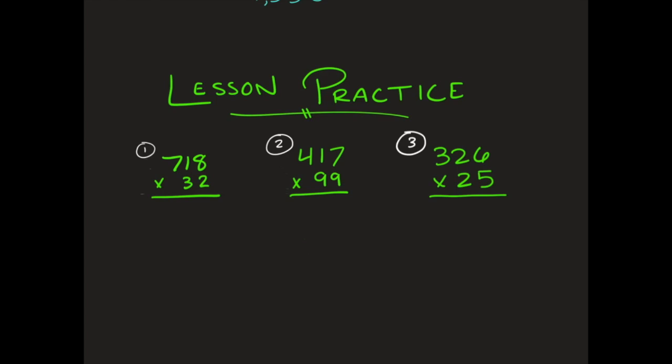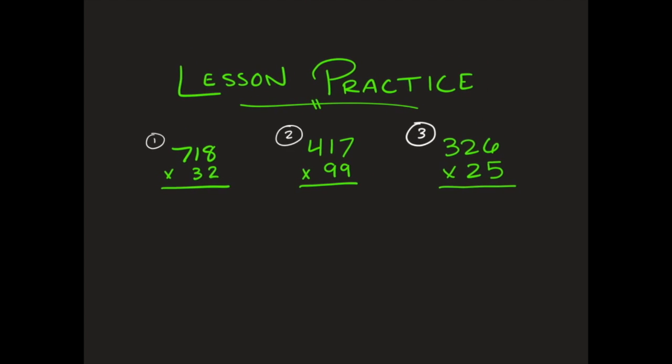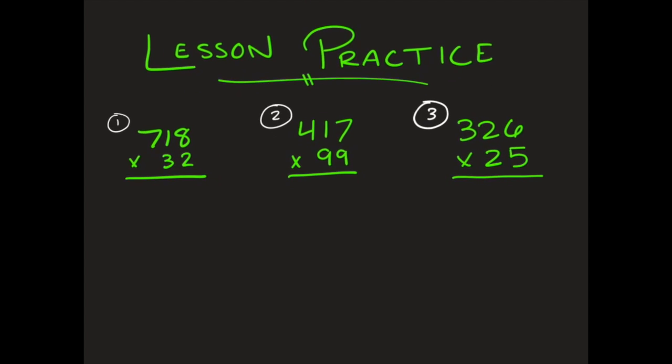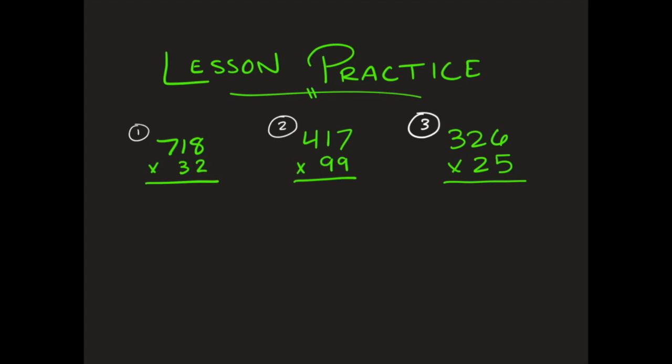All right, and here's your lesson practice. Okay, you have 3 problems here. So you have 718 times 32, 417 times 99, and 326 times 25.